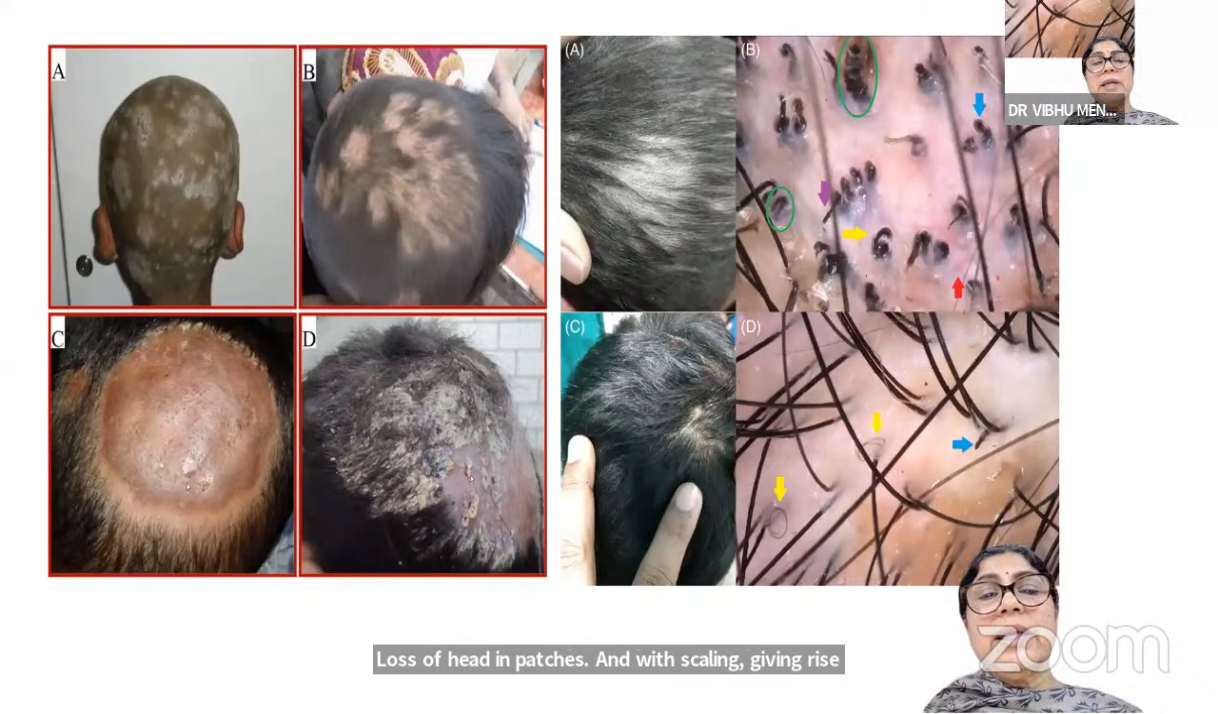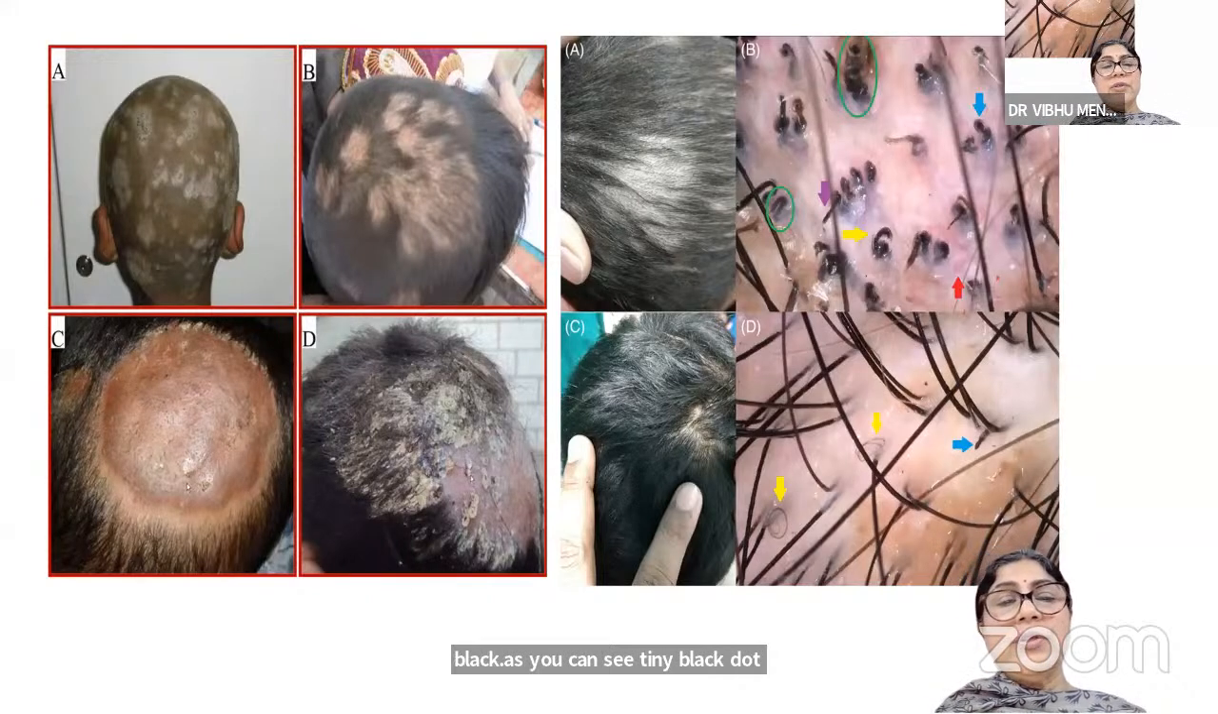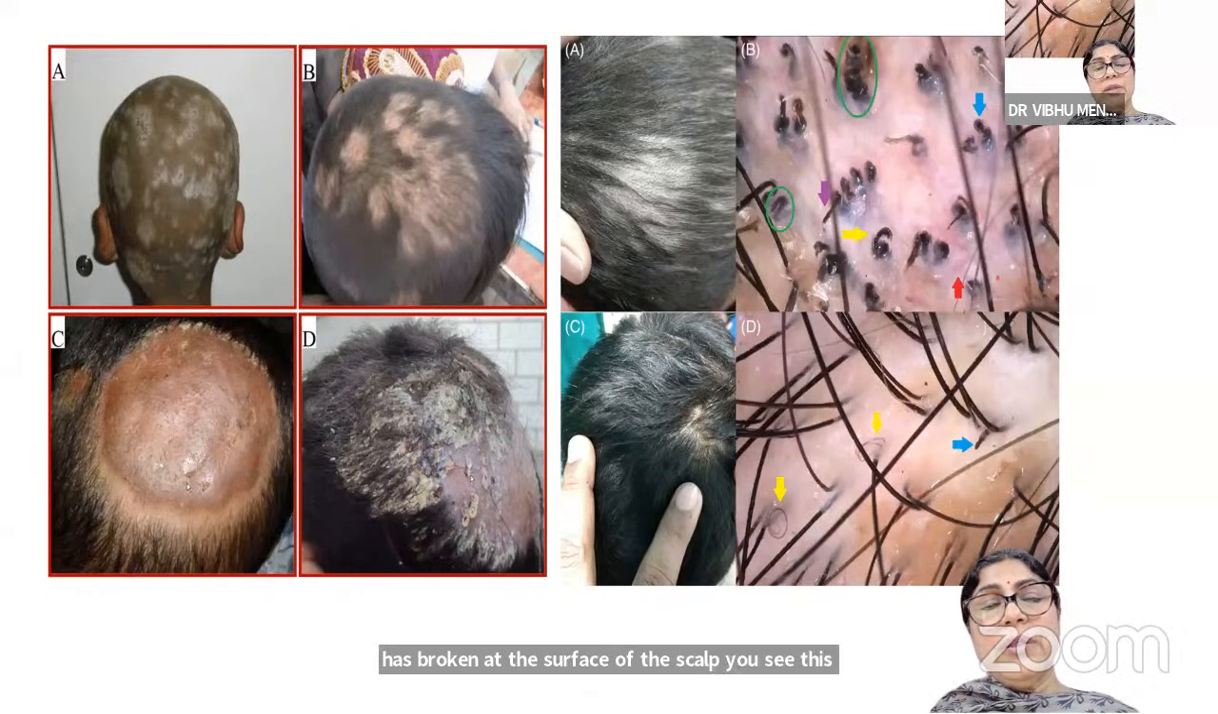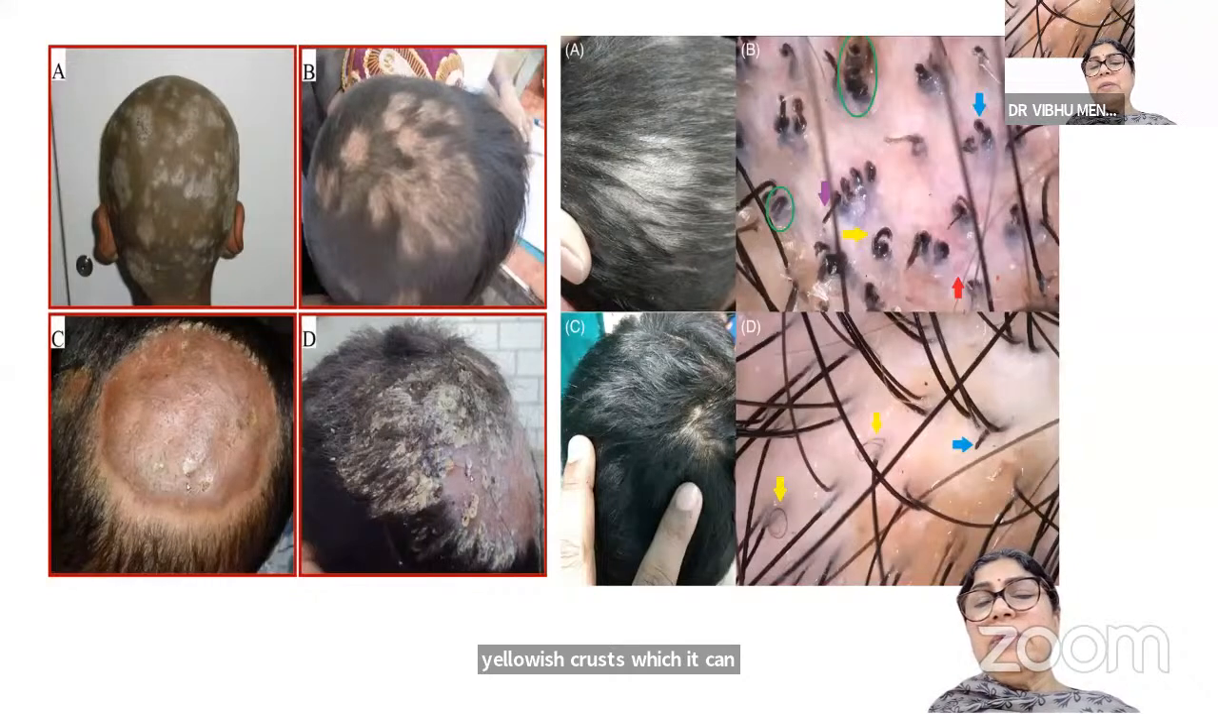Tinea capitis, again similar, where the hair has fallen off. Black dot, as you can see, tiny black dots wherever the hair has broken at the surface of the scalp. You see this inflammatory tinea capitis in the form of an erythematous boggy swelling over the scalp studded with pustules. This is an extreme case of a type of tinea capitis known as favus, where there are stuck-on yellowish crusts. It can mimic seborrheic dermatitis. So again, very many manifestations are there, inflammatory and non-inflammatory.